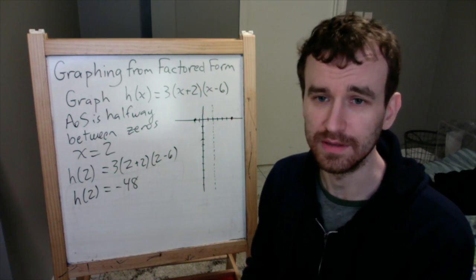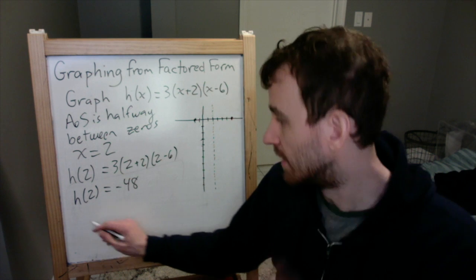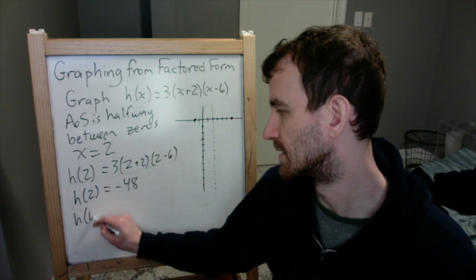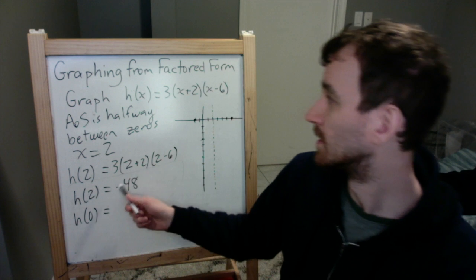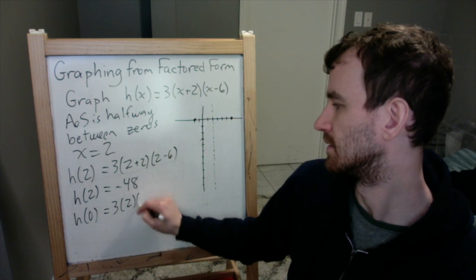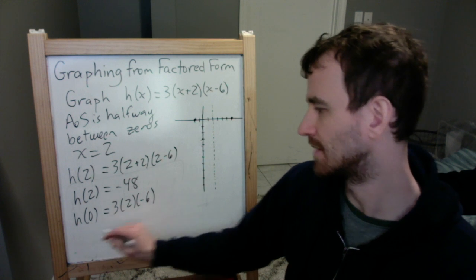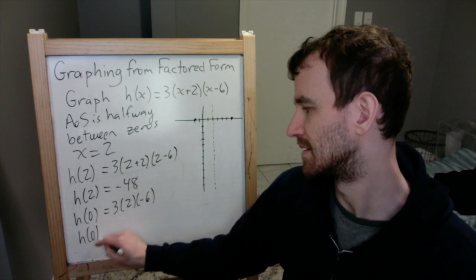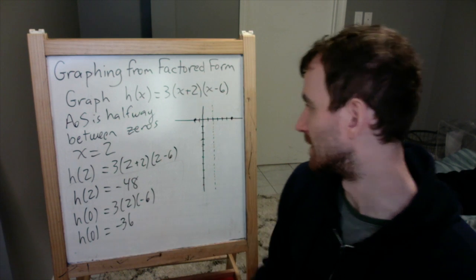Then we just need one more point, and its mirror image. 0 is easy to work with, so I'll plug in 0. That gives us 3 times 2 times negative 6, which is 6 times negative 6. So at 0, we're at negative 36.